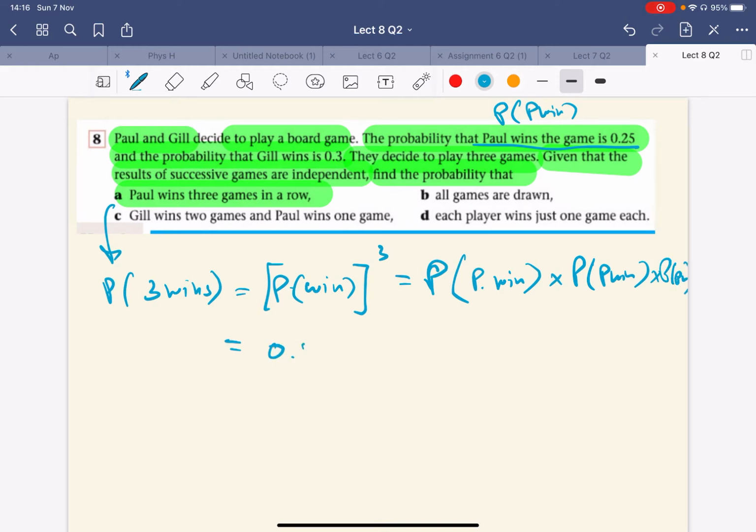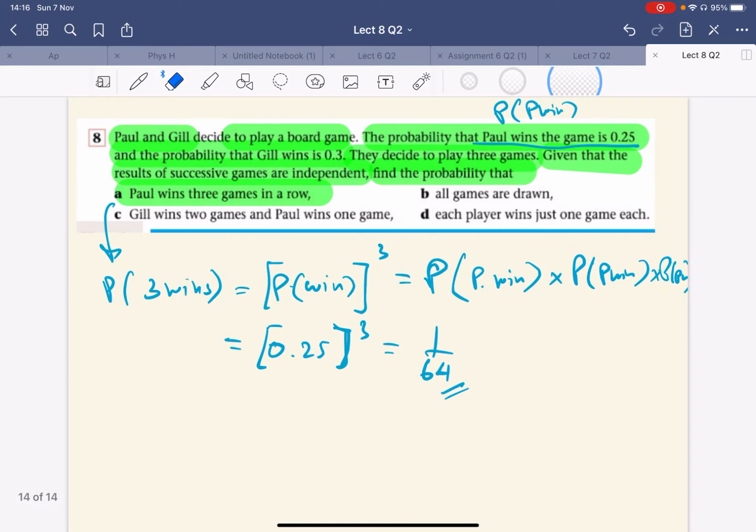So it's just 0.25 raised to power 3. You can say this is 1 over 64 if you want, because this is 1 over 4, raised to power 3 is 1 over 64. All right, let's see next.